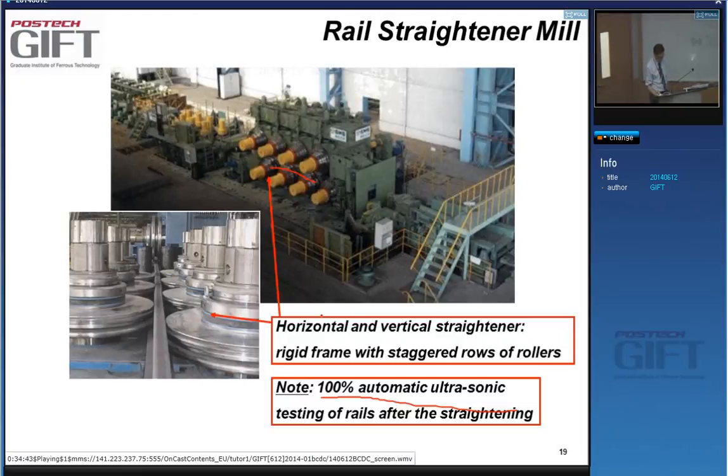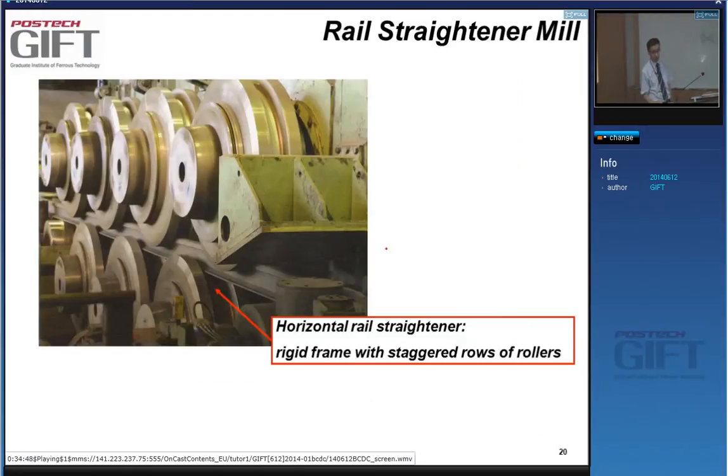And here you see another straightener, and you see here the rolls that will bend the rail till it's perfectly straight.